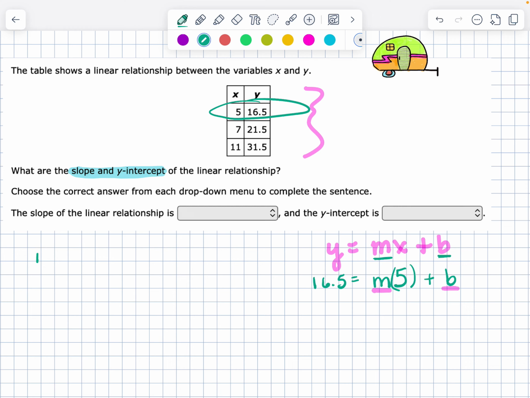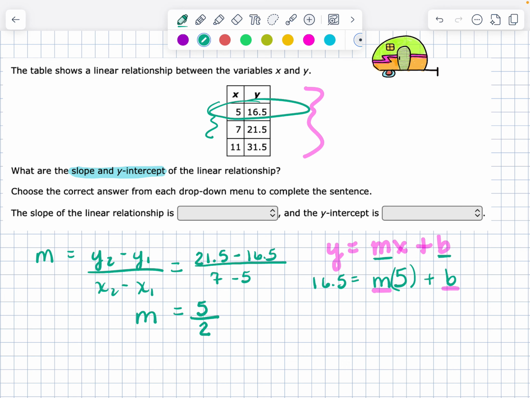And to find the slope, we can use 2 points, right? We can use this formula where we say y2 minus y1 over x2 minus x1, and we can find the slope that way. And I like to use the easiest numbers possible, make it easy on myself. So I'm going to use the first two numbers. I'm going to say 21.5 minus 16.5 over 7 minus 5. And then 21.5 minus 16.5 is 5. Okay. And 7 minus 5 is 2. Now I have my slope.